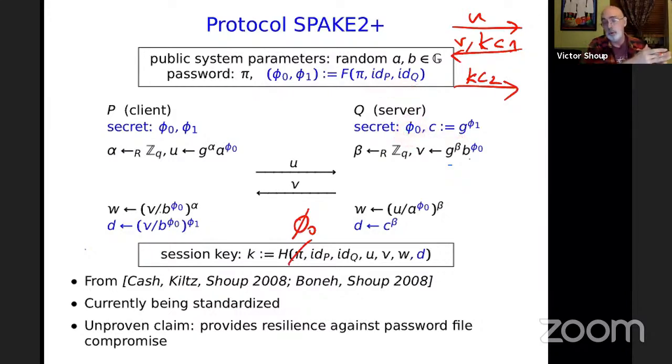That's what these newer protocols like OPAQUE protect against. So you still have to carry out an offline dictionary attack. The weaker and older definitions that I'm working with just don't say when that offline dictionary attack occurs, before or after the server compromise. I don't know if I answered your question.